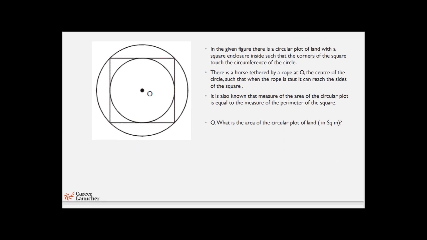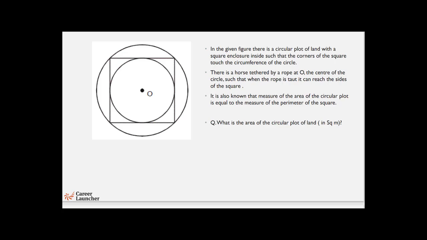Now in this question, there is a circular plot of land with a square enclosure inside such that the corners of the square touch the circumference of the circle. There is a horse tethered by a rope at O, the center of the circle, such that when the rope is taut, that means the rope is tightly held, it can reach the sides of the square. Also, the measure of the area of circular plot is equal to the measure of the perimeter of the square.